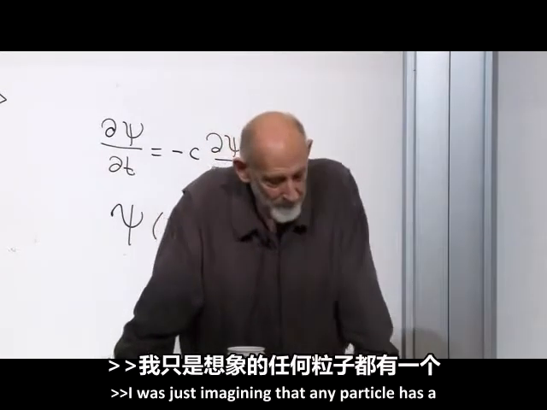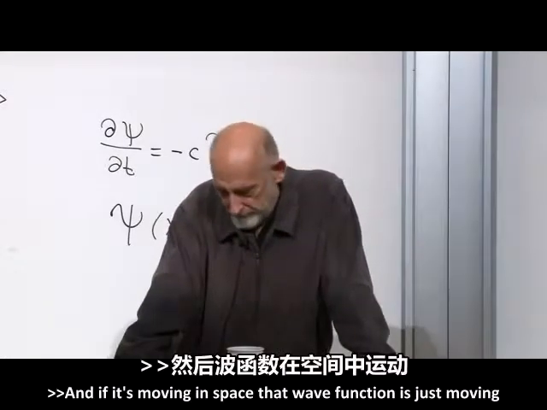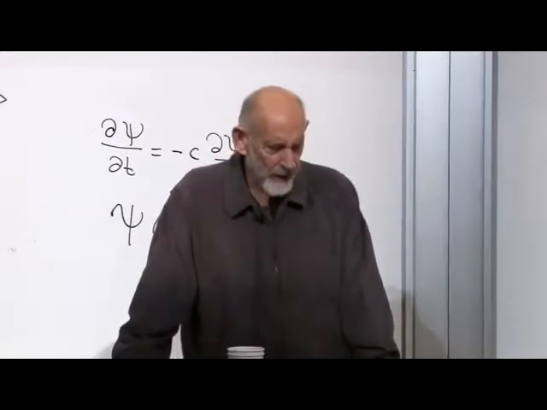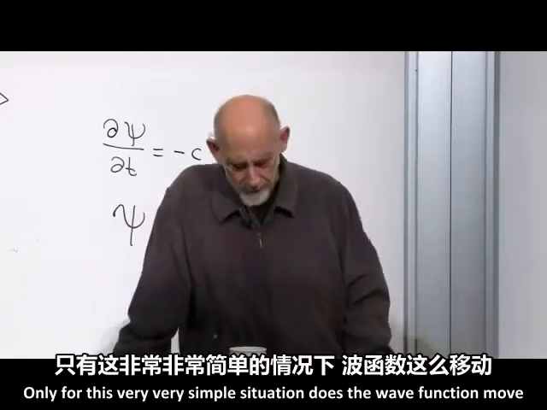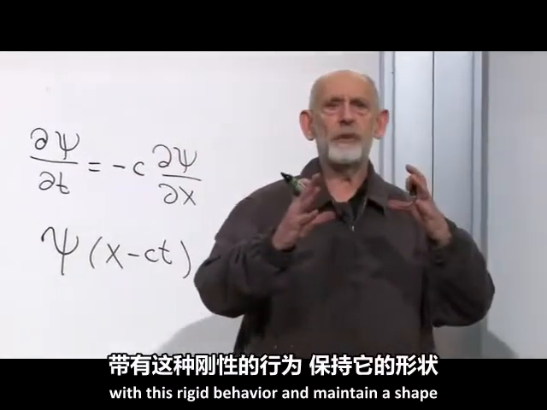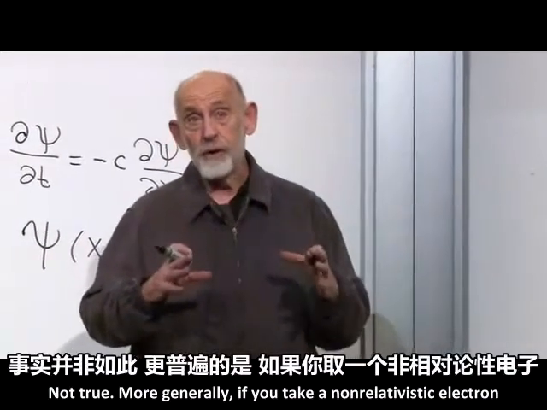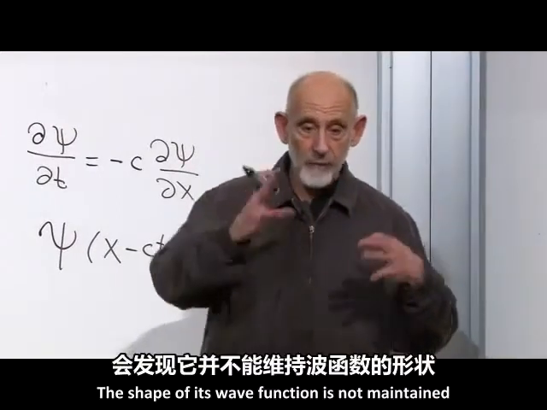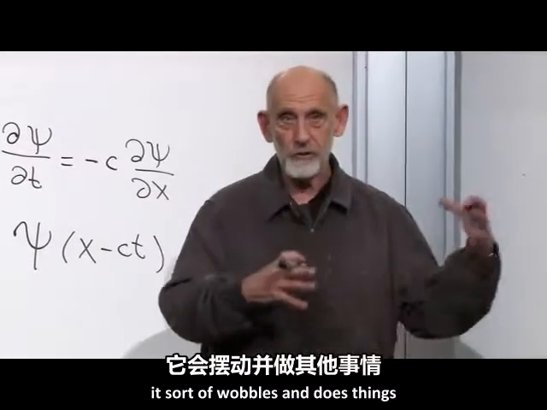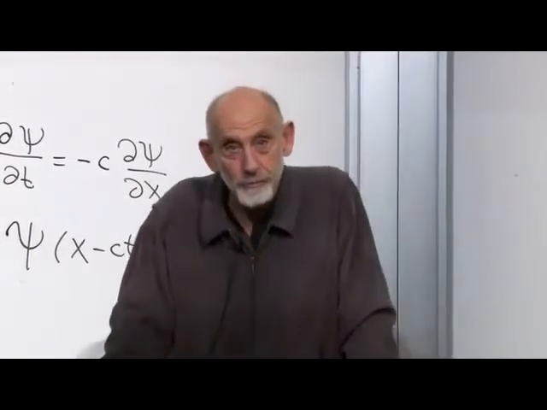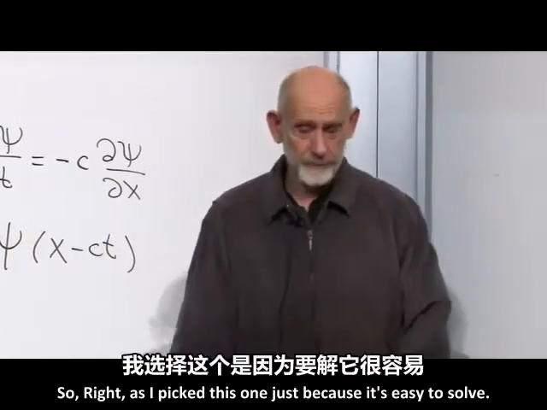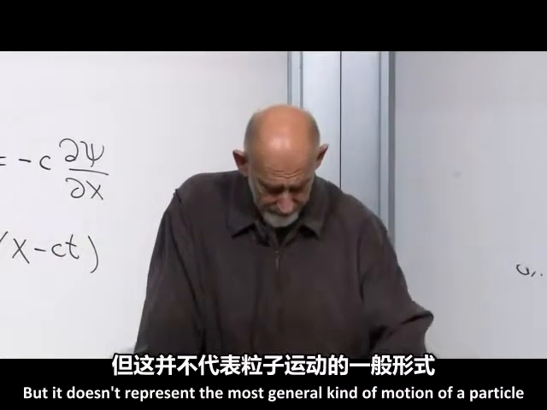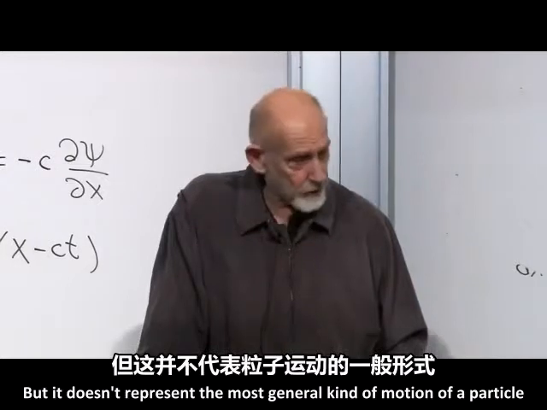I was just imagining that any particle has a wave function for its position, and if it's moving in space, that wave function is just moving. No, that's not quite right. Only for this very, very simple situation does the wave function move with this rigid behavior and maintain its shape. Not true more generally. If you take a non-relativistic electron, we're going to work out its equation in 2 minutes, the shape of its wave function is not maintained. It wobbles and gradually falls apart and disperses. I picked this one just because it's easy to solve, but it doesn't represent the most general kind of motion of a particle.